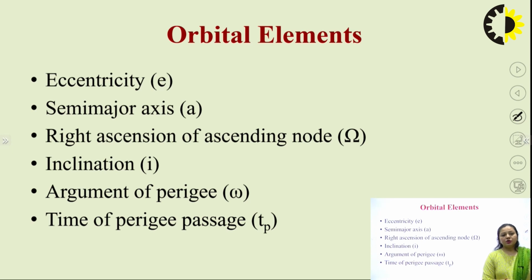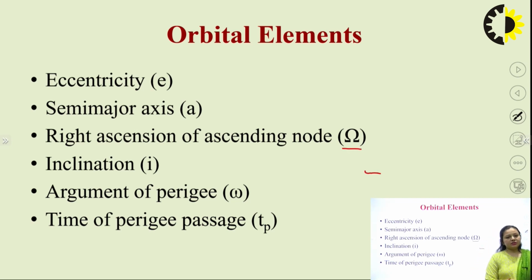Then the right ascension of ascending node. In the previous slide, we have already discussed the ascending node. The ascending node is the point where the satellite orbit cuts the equatorial plane while going from south to north pole. We will see what this right ascension of ascending node is, which is represented here by the symbol omega.